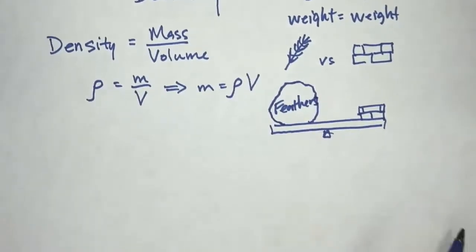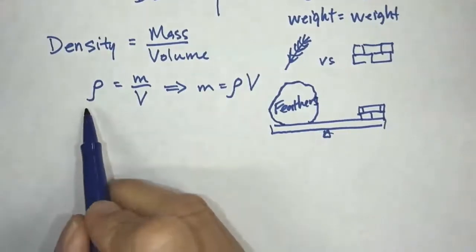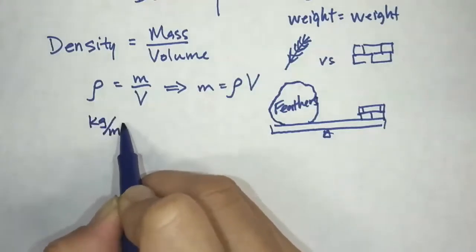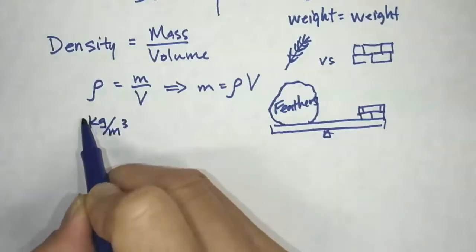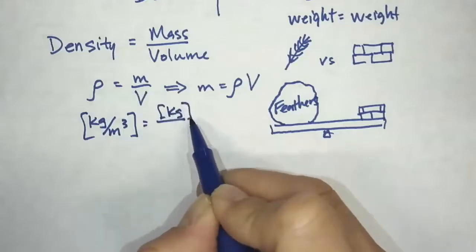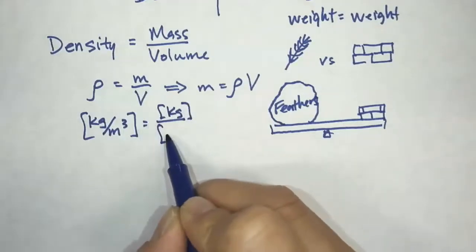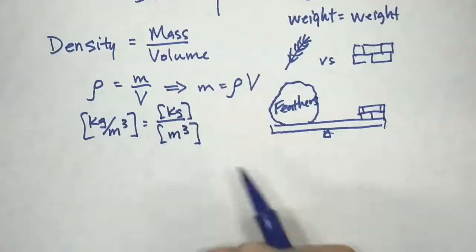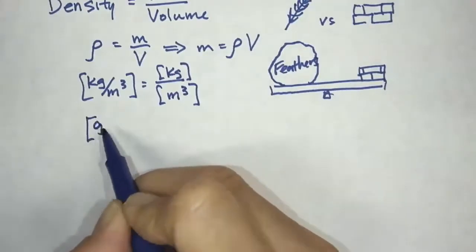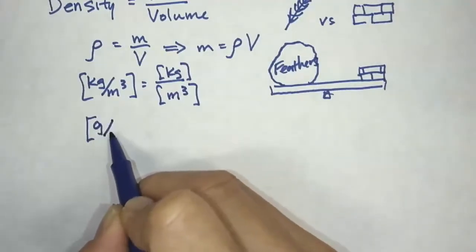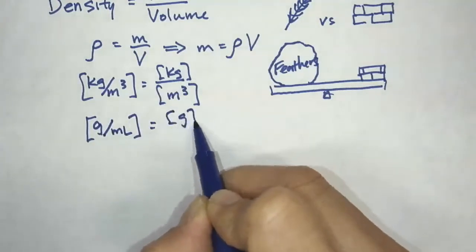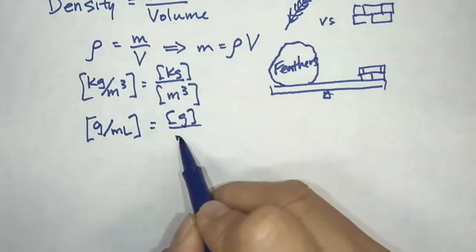Let's talk a little bit about units here. The unit for density is kilograms per cubic meter. A cubic meter is a unit for volume, and just as a review, the unit for mass is kilograms and the unit for volume is meters cubed. But that's not the only way to write down the units. Density can also be measured in grams per milliliter, mass can be measured in grams, and volume can be measured in milliliters.